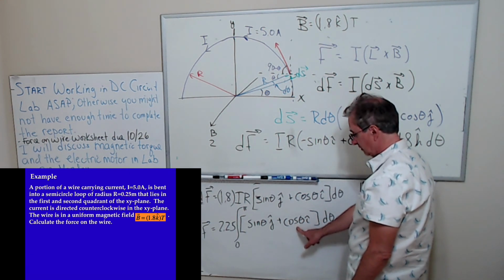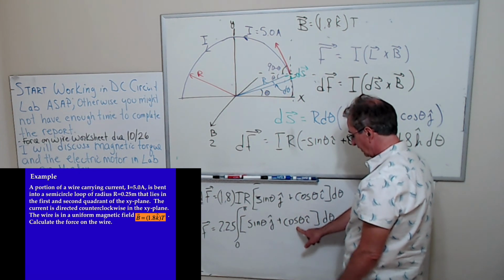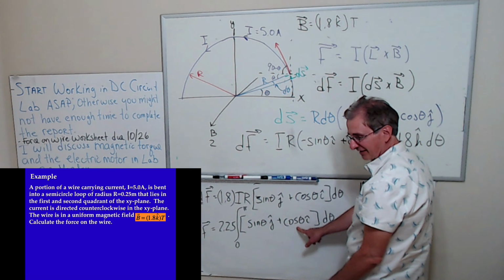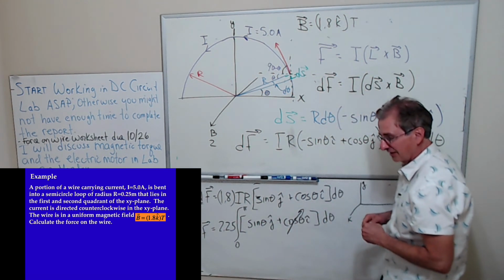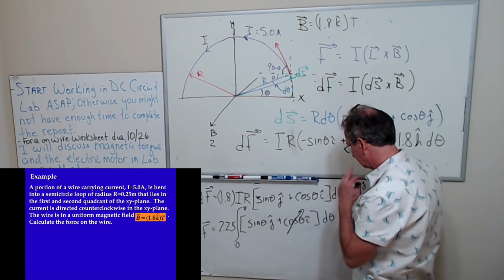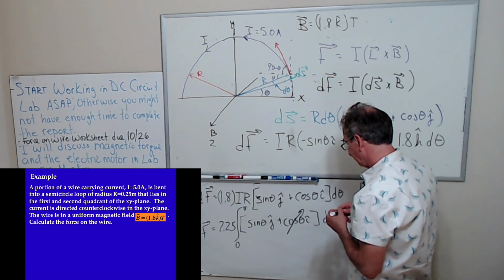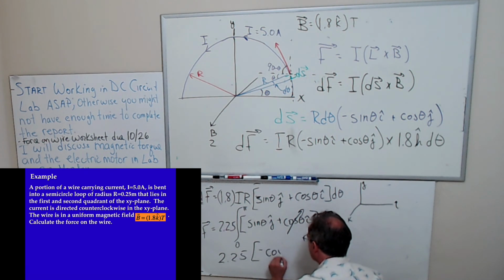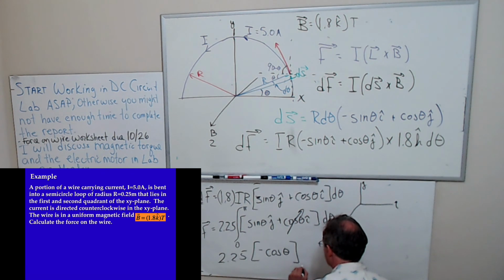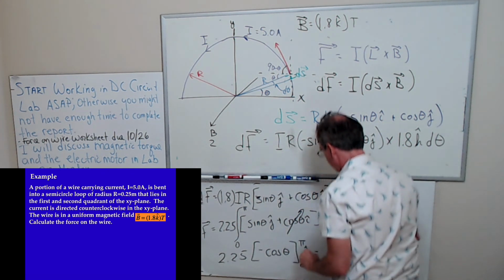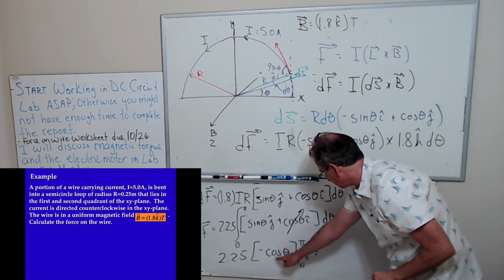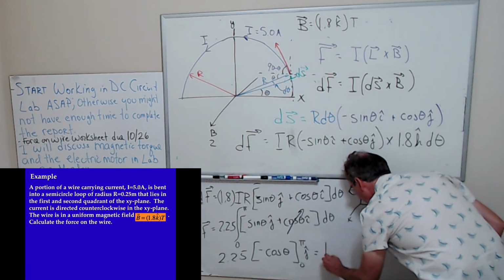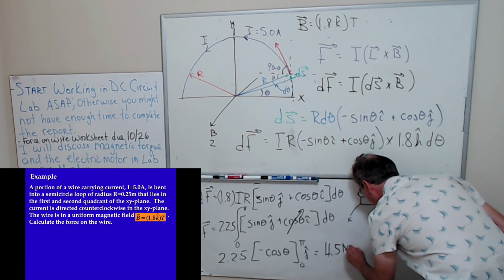What's the integral of cosine? A positive sine. And then you're evaluating it from 0 to pi. What's sine of 0? 0. And sine of pi? Also 0. That one's gone. So now, what's the integral of this guy? Minus the cosine, right? So this integral is going to give you 2, right? What's 2 times 2 1/4? 4.5. So we're done.